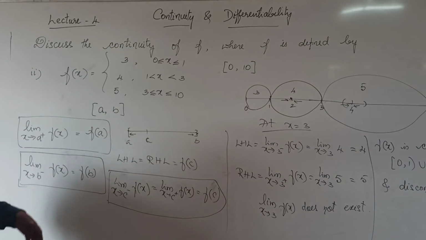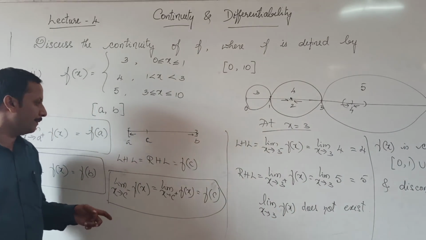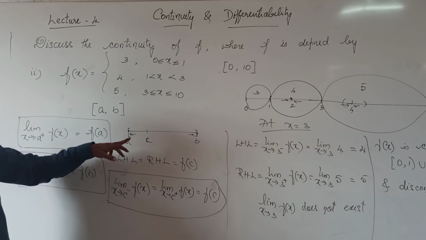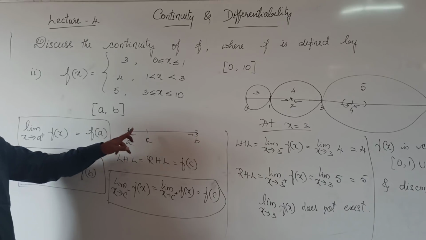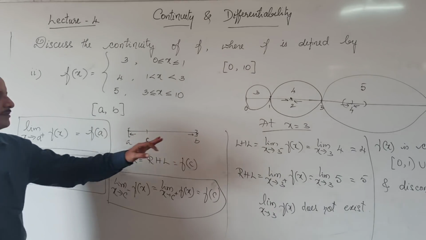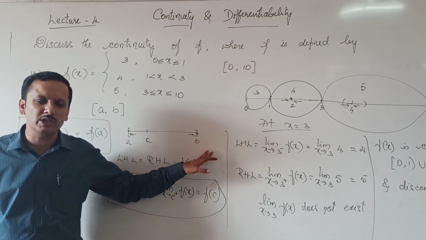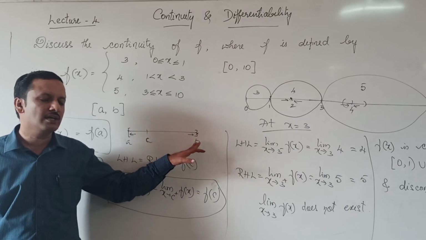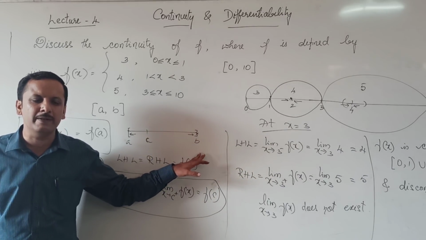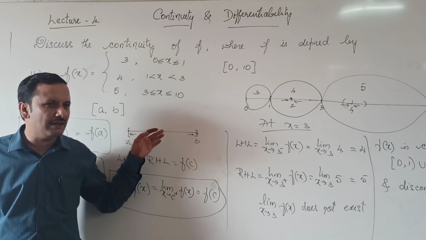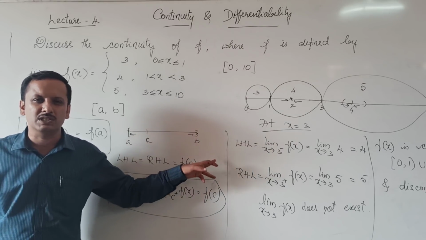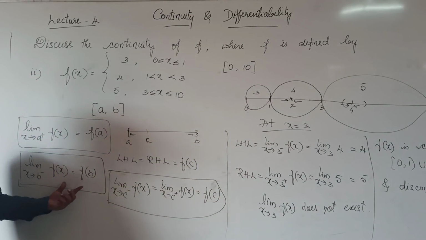But if you are looking at the endpoints of a closed interval, then a is the initial point or the starting point of this closed interval. There it will be continuous if right hand limit is equal to functional value. Similarly, b, which is an endpoint of the closed interval, we say that it is continuous at b if the left hand limit is equal to the functional value.